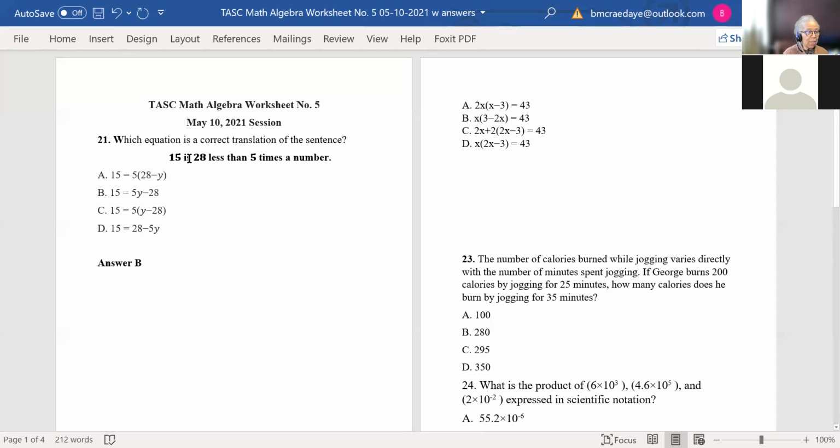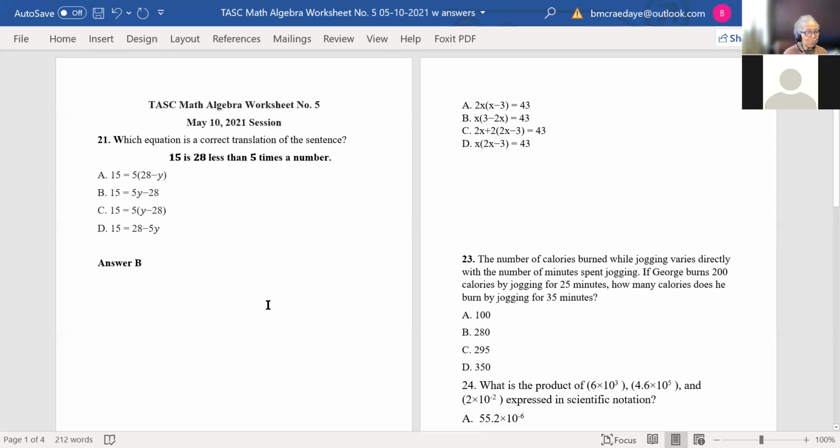Whatever number they say less than, that's the number you subtracted. So it has to be 28 subtracted from something, which means it can't be D and it can't be A. It's got to be 28. But this one is saying 28 less than, and then 5 times that. So it's a result of subtraction. B. So it has to be B.